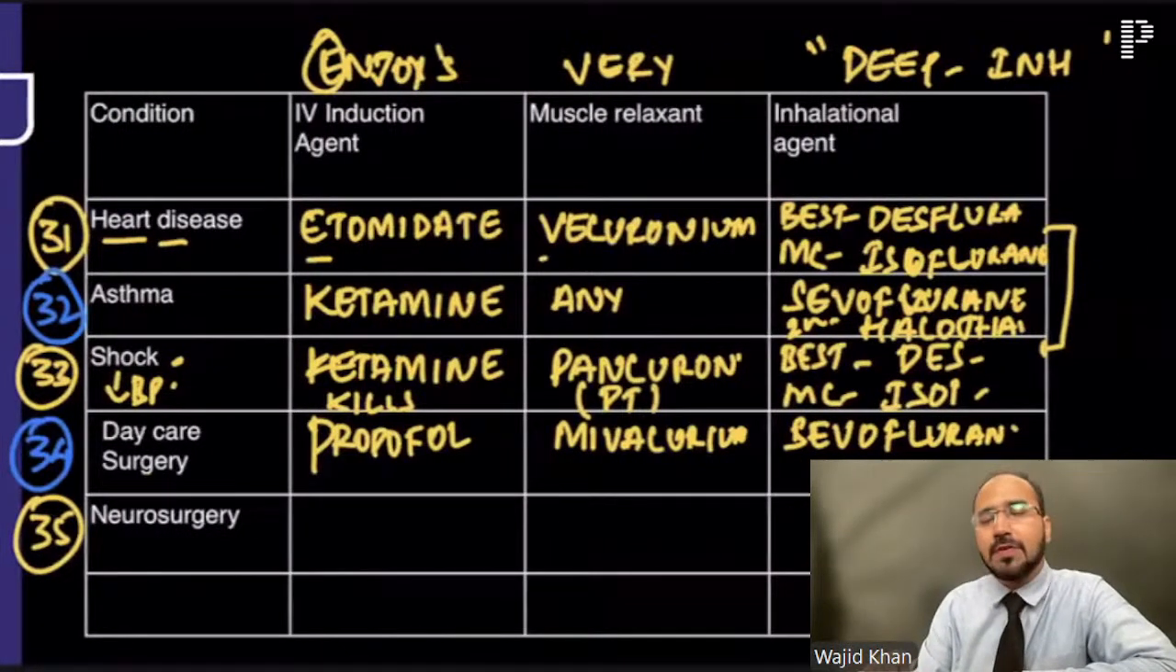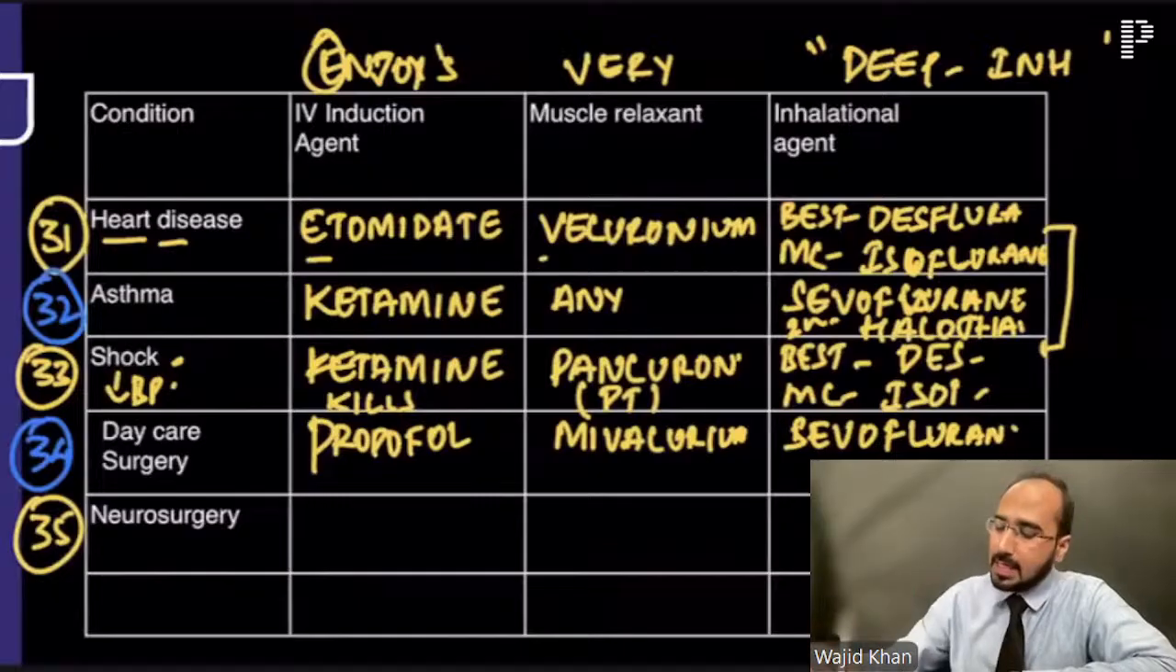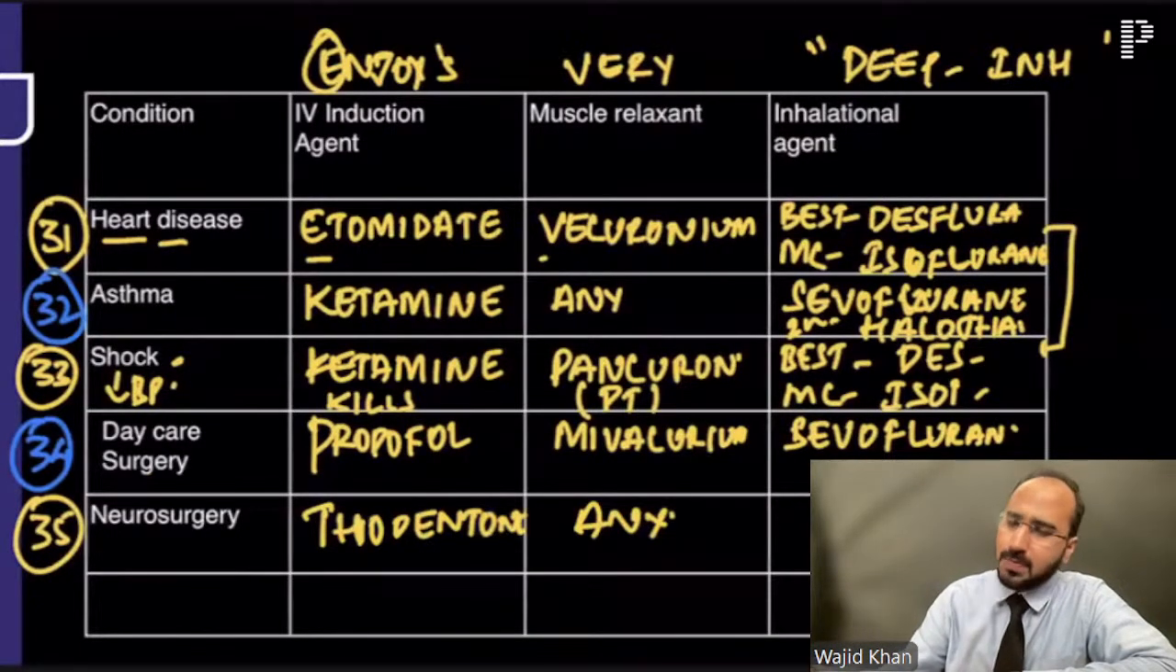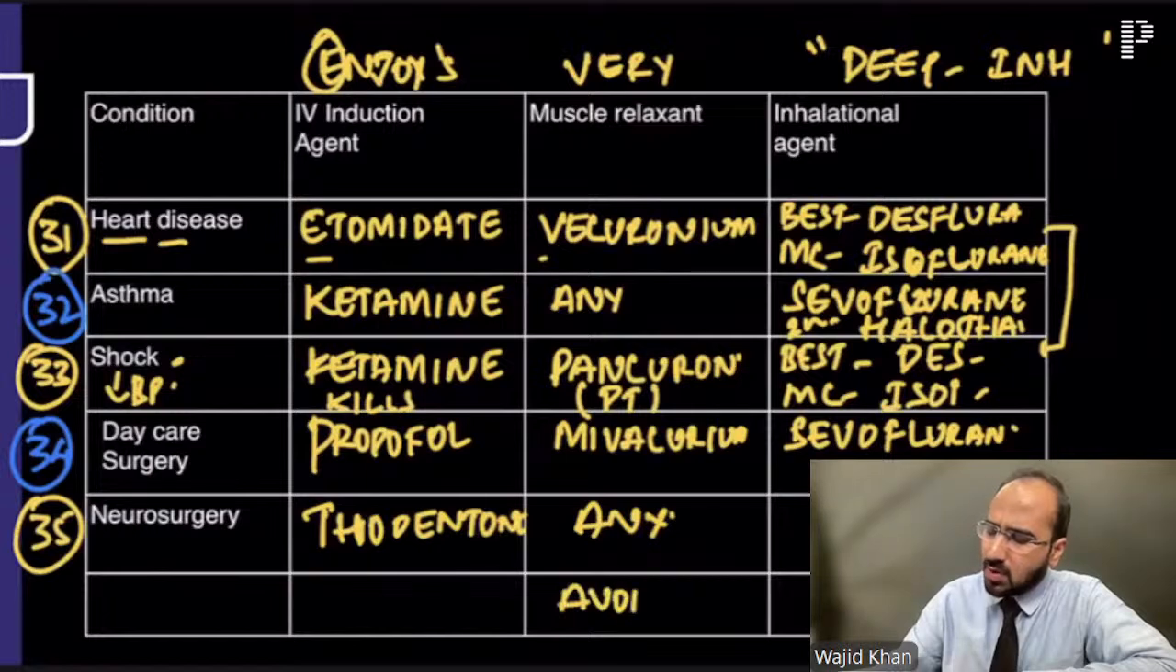Next, guys, last, neurosurgery. If the patient is posted for neurosurgery, which is the best IV induction agent? Any IV induction agent which is not increasing the ICP, which should decrease the ICP or maintain it. The best IV induction agent is always sodium thiopentone. Muscle relaxant, any could be given, but you avoid scoline.